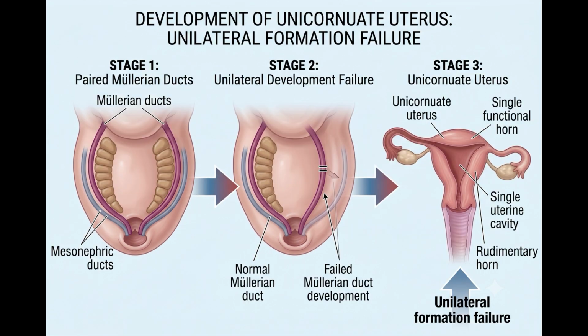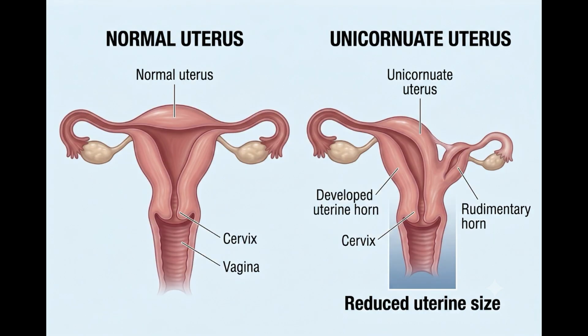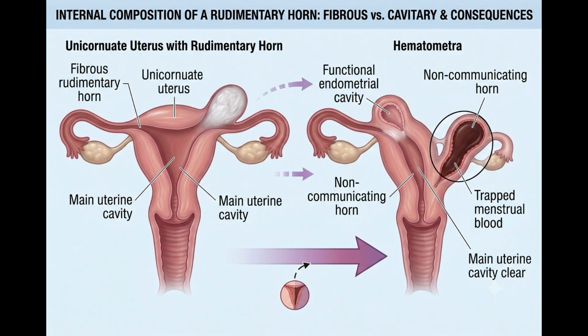Let us first consider failure of a single Müllerian duct. If one Müllerian duct develops normally while the opposite duct fails to develop or elongate, a unicornuate uterus is formed. Instead of a normal uterus with two symmetrical halves, only one side develops completely. As a result, the uterus is smaller than normal and contains a single well-developed uterine horn. On the opposite side, a rudimentary horn may be present. This rudimentary horn may contain only fibrous tissue, or it may contain a functional endometrial cavity.